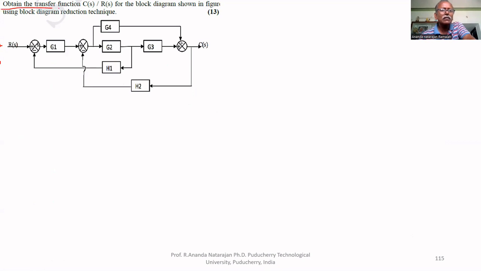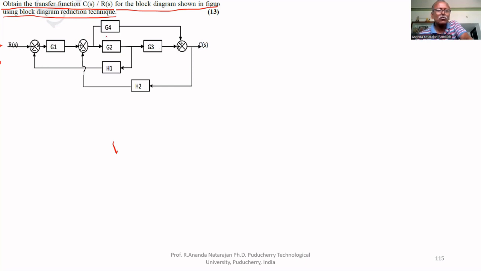Obtain the transfer function C(s)/R(s) for the block diagram shown in the figure using the block diagram reduction technique. Let us first find it by using the block diagram reduction technique, then we will find it by using Mason's gain formula to verify whether the answer is correct or not.